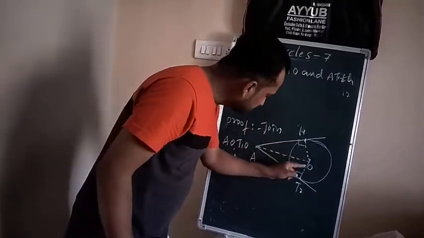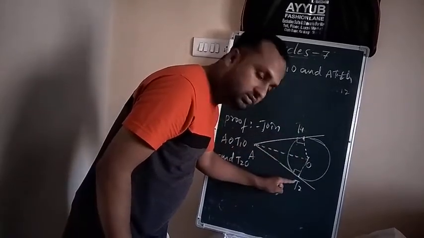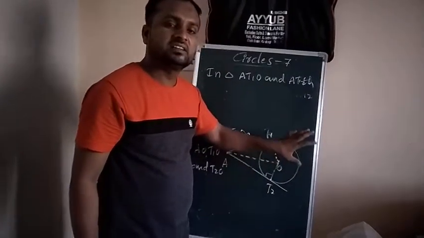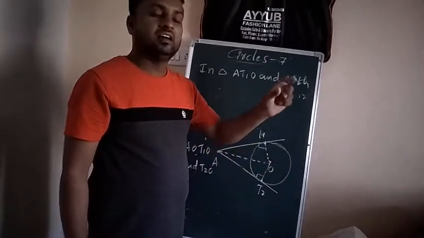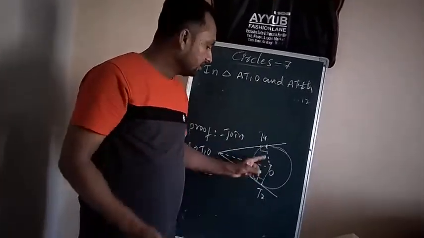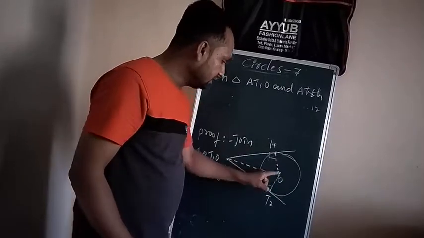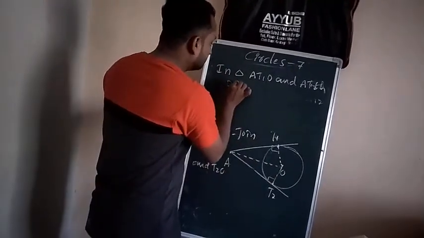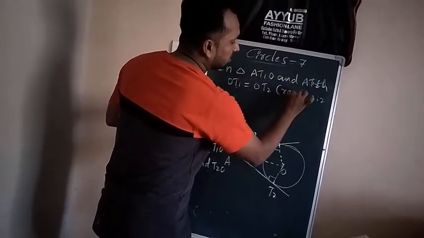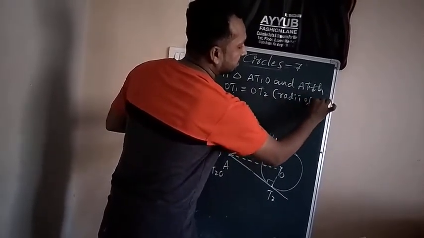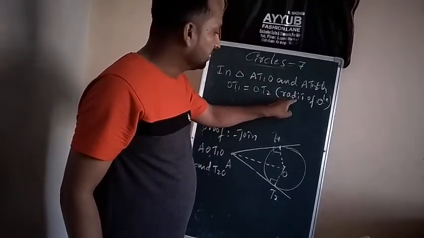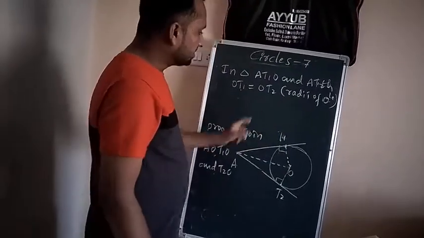What about OT1 and OT2? They are the radii. All the radii of a circle are equal. You have seen the spokes of a bicycle wheel, all the spokes will be equal. Similarly, all radii are equal in a circle. So OT1 is equal to OT2. Why? Because radii of a circle. Radius means singular, radii means plural. Radii of the circle. This is the first point.